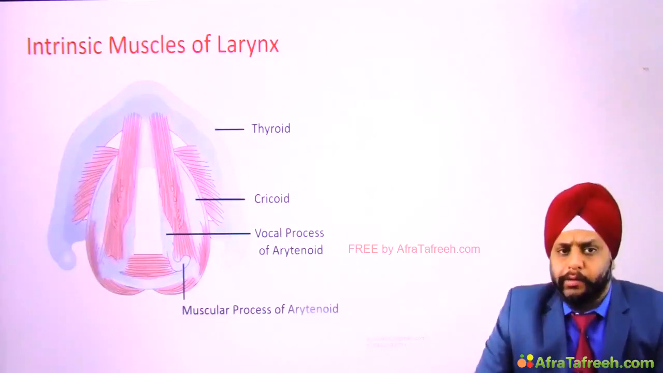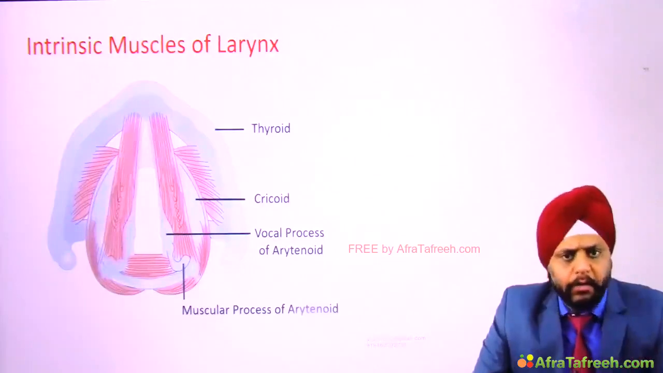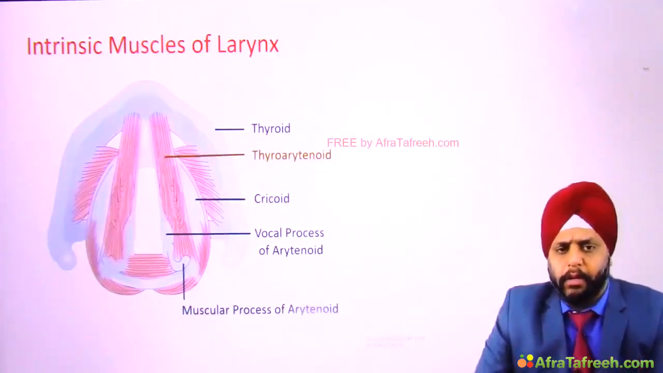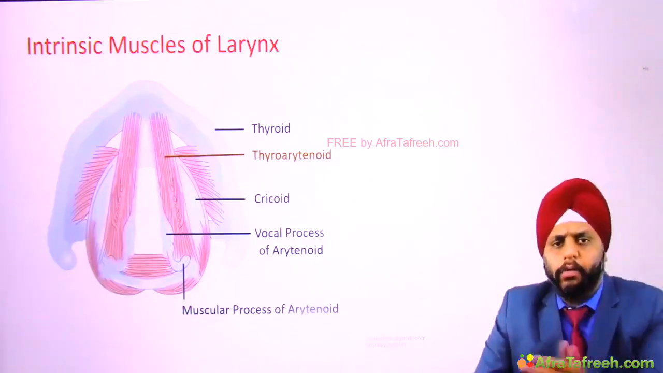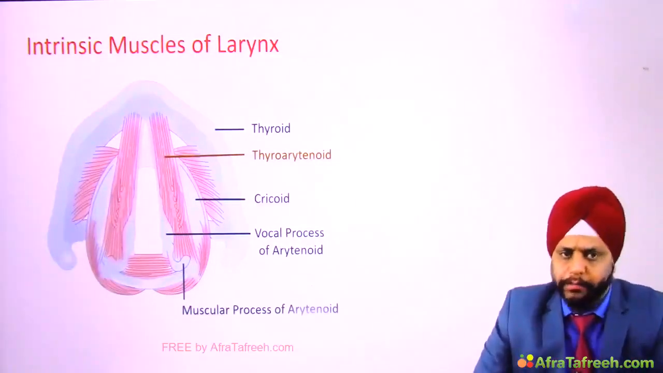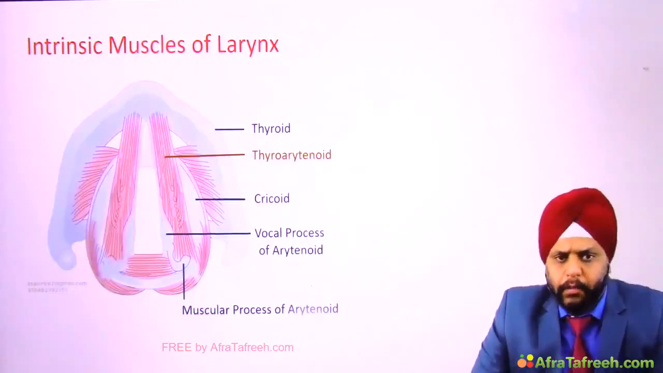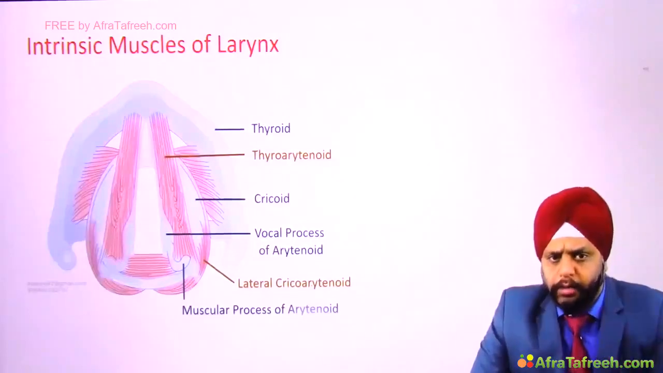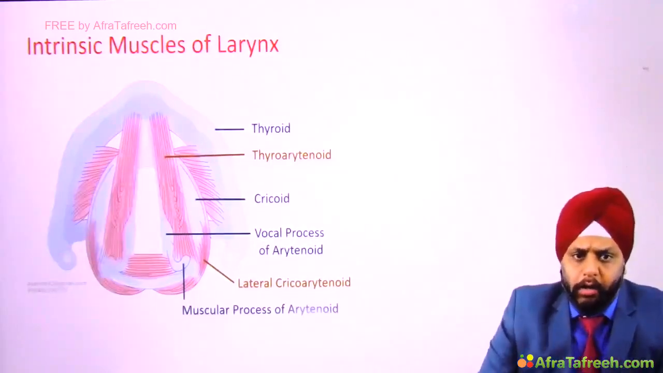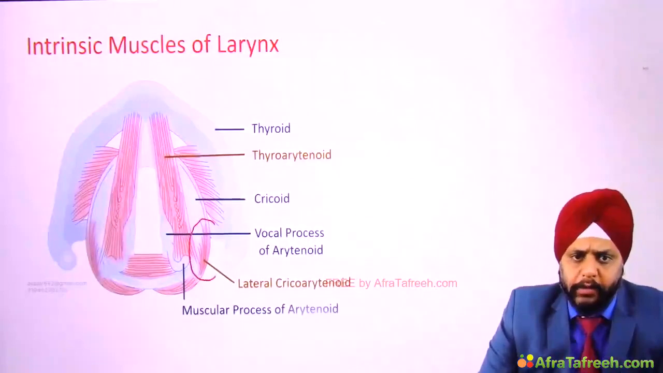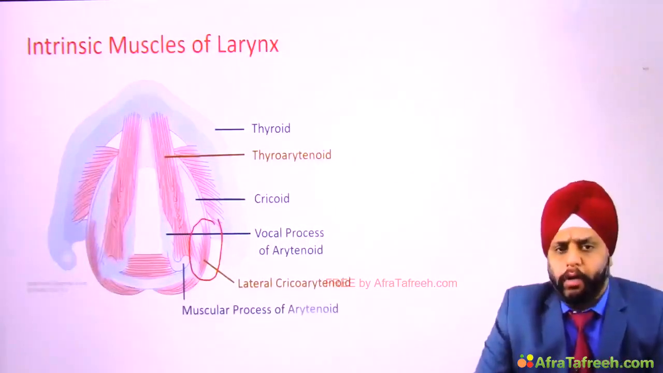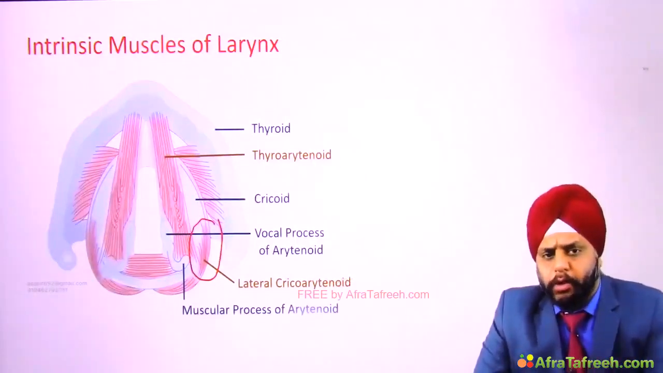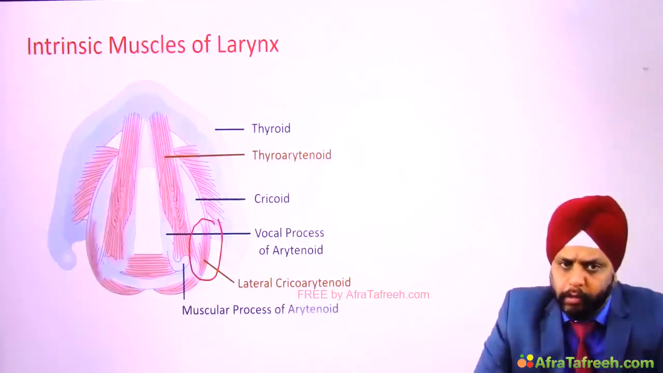Let's look at the muscles. From thyroid to arytenoid, we have the muscle. We know the name, easy to remember, between the two structures: thyroarytenoid. Club the name, thyroarytenoid. Right? Now, between the cricoid and arytenoid, on the lateral aspect, we have a muscle. This is known as the lateral cricoarytenoid muscle. So this is your lateral cricoarytenoid, coming from cricoid to the muscular process of the arytenoid.